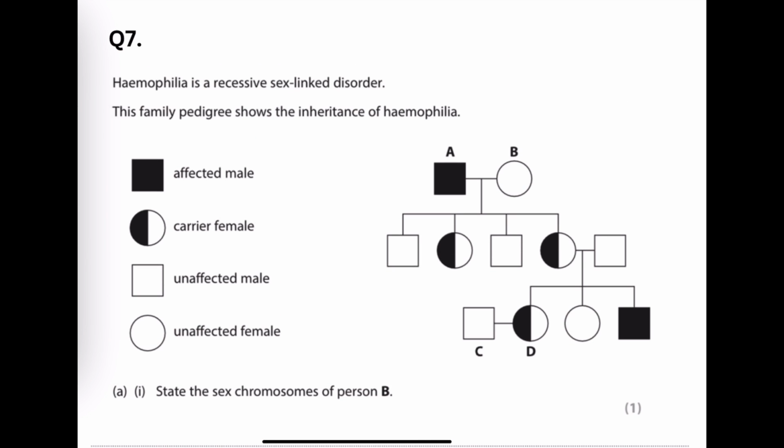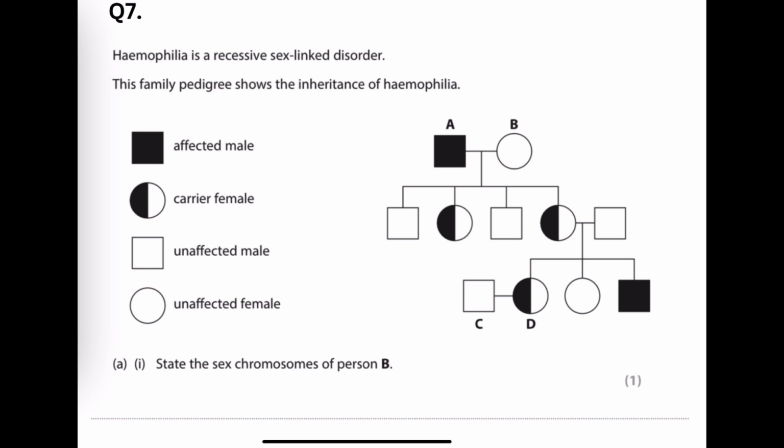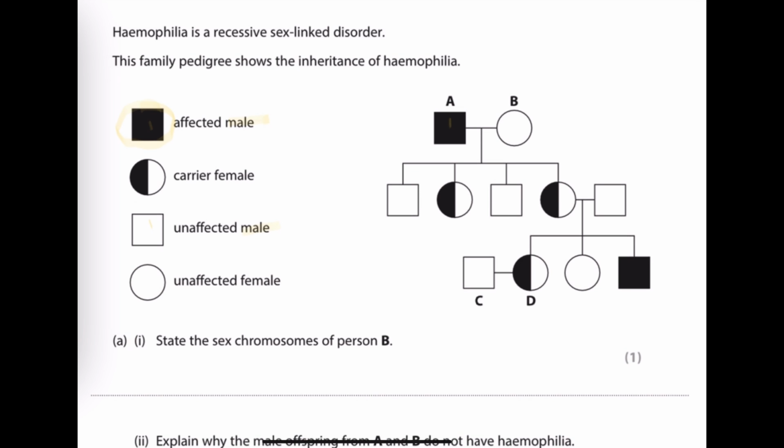Question 7. Hemophilia is a recessive sex-linked disorder, and this family pedigree shows the inheritance of hemophilia. So before you look at any questions, let's make sure we understand what the diagram is even telling us. We can see boxes are male, and if it is dark, it is an affected male, and this is a carrier female. Okay, so let's see. State the sex chromosomes of B. We can see over here it is a circle, so it's female, and we know the female is XX. If it's a male, it will be XY.